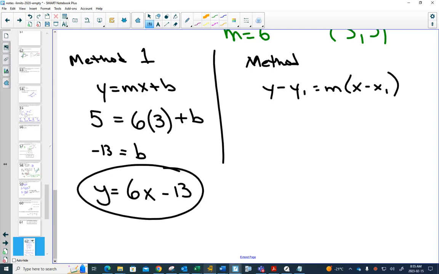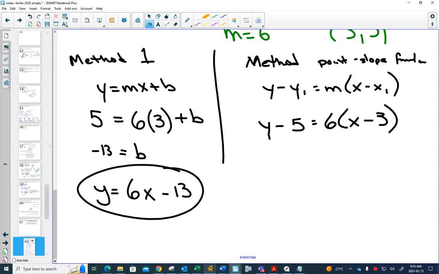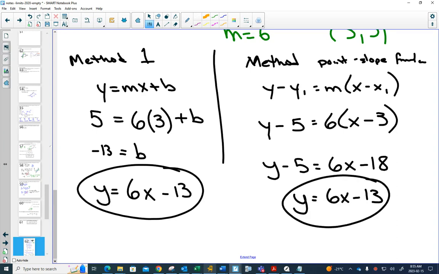This one is called the point-slope formula. And people like this one because it has a place for your point and a place for your slope. So you would plug in y minus the y coordinate is 5, slope is 6, the x coordinate was 3. And then if you want it to look like this, you just need to rearrange this to be y minus 5 equals 6x minus 18, add 5 to both sides. And in the same amount of work, I get the same answer.